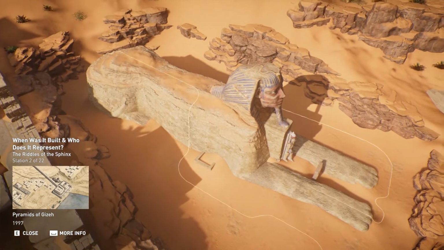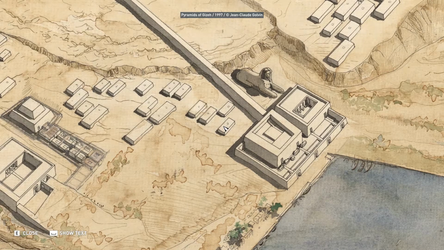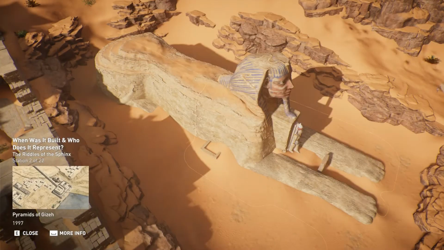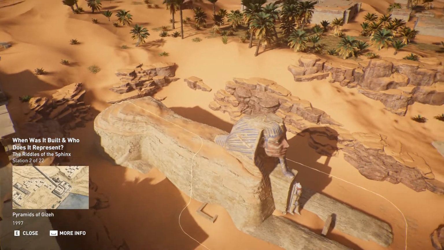One theory supposes that Djedefre chose to pay homage to his father Khufu by building the Great Sphinx of Giza. The stone temple on the eastern face of the Sphinx would have been added later on by his brother and successor, Khafre, in order to strengthen the divine worship of their father. It would be the first Egyptian temple oriented with the sun.